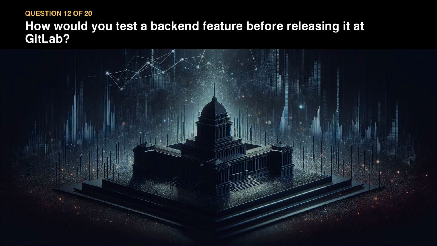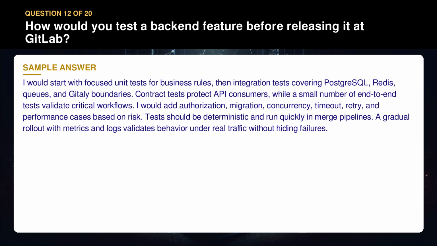Question 12. How would you test a backend feature before releasing it at GitLab? I would start with focused unit tests for business rules, then integration tests covering PostgreSQL, Redis, queues, and Gitaly boundaries. Contract tests protect API consumers, while a small number of end-to-end tests validate critical workflows. I would add authorization, migration, concurrency, timeout, retry, and performance cases based on risk. Tests should be deterministic and run quickly in merge pipelines. A gradual rollout with metrics and logs validates behavior under real traffic without hiding failures.